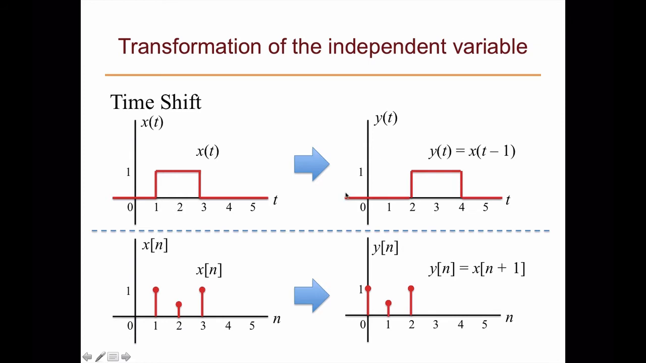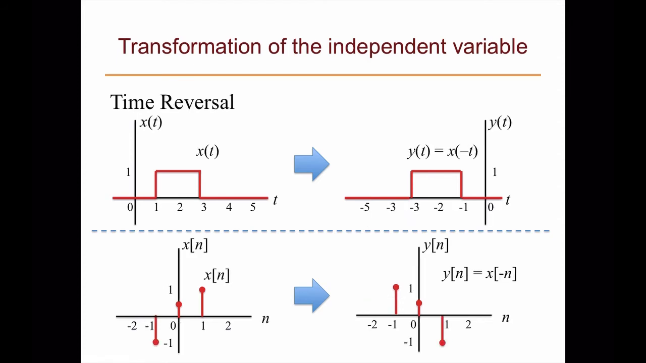This process is also called time delay, because it delays the event of the signal by a certain amount of time. Let's look at another example down here for the discrete time signal x[n]. x[n] here has a value of these 3 stems. If we perform the time shift operation and get a new signal y[n], which equals x[n+1], the graph of signal y[n] will look like this. That is, it is x[n] shifted to the left by 1 unit.